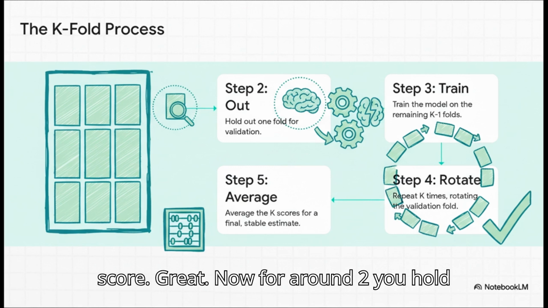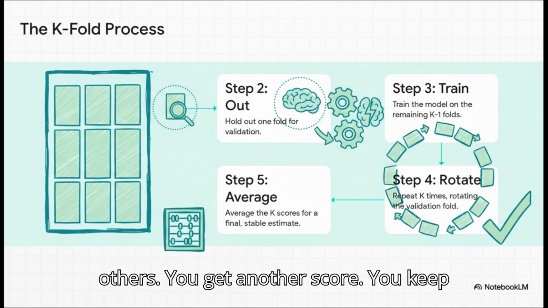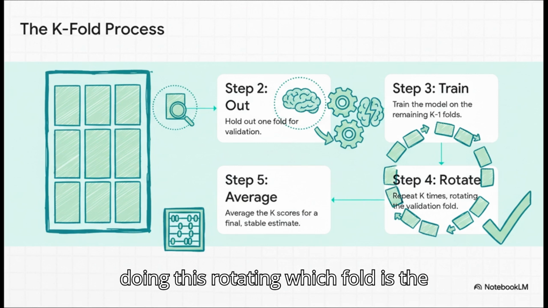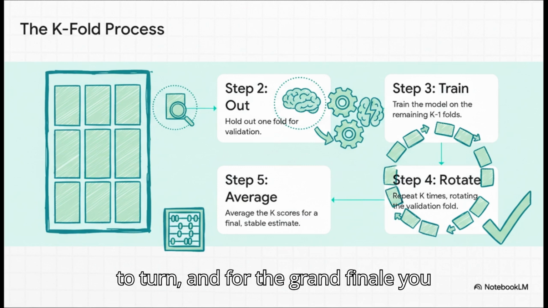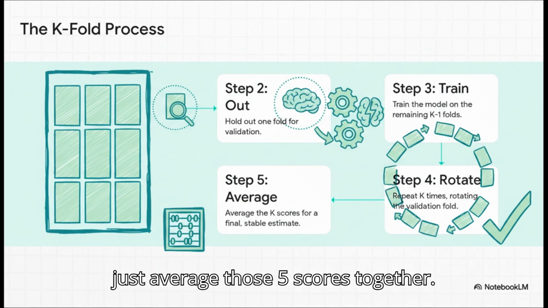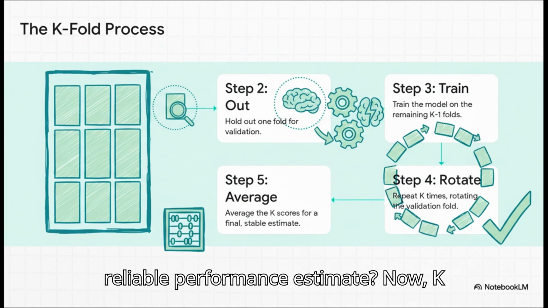Great. Now for round 2, you hold out the second fold and train on all the others. You get another score. You keep doing this, rotating which fold is the test set until every single one has had a turn. And for the grand finale, you just average those 5 scores together. That's it. That's your final, much more reliable performance estimate.